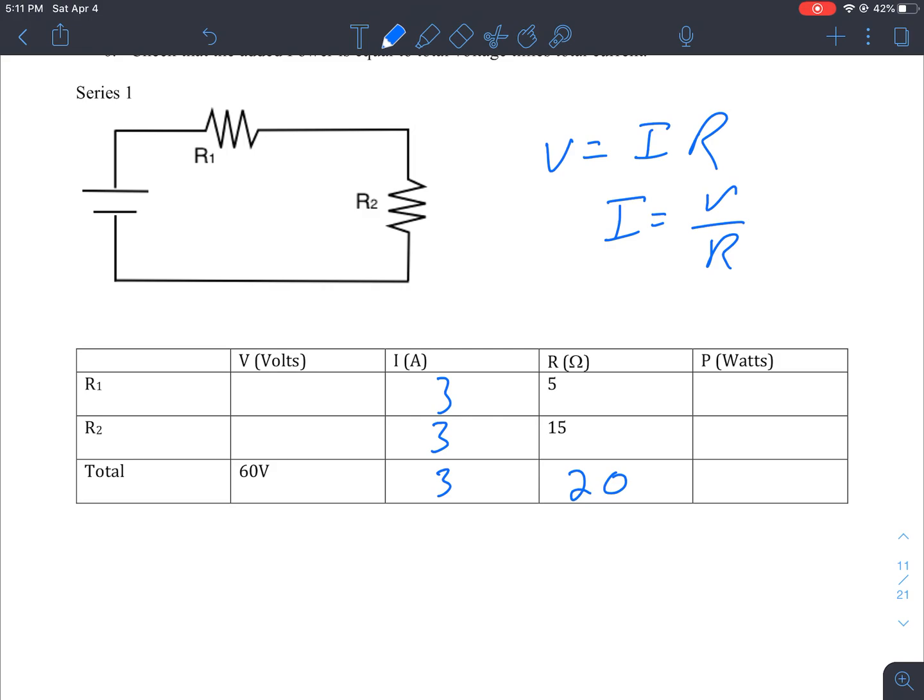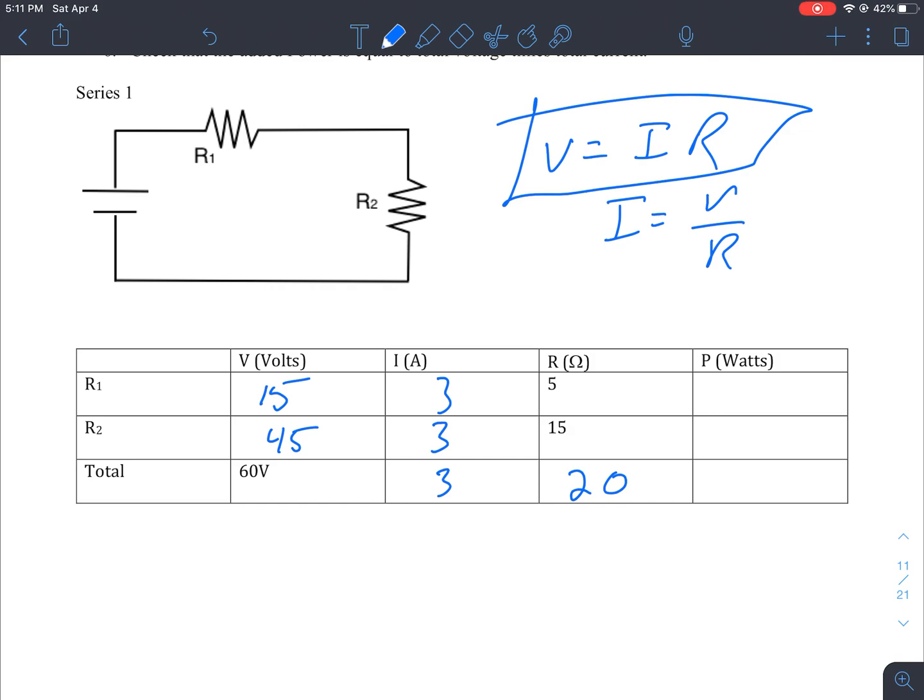So now we can find the voltage using Ohm's law again. So I times R, 3 times 5 equals 15. 3 times 15 is 45. And the main part of our VERP chart, or our VER chart, is completed.